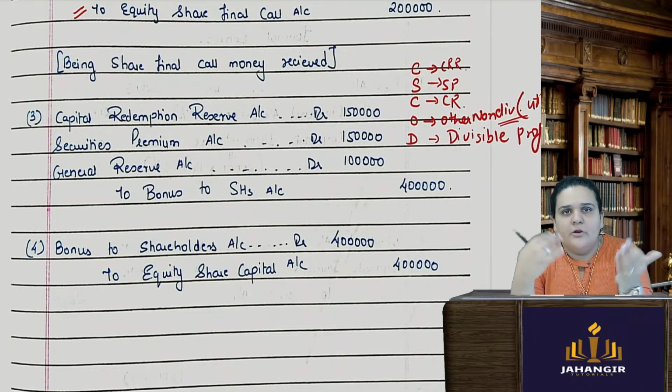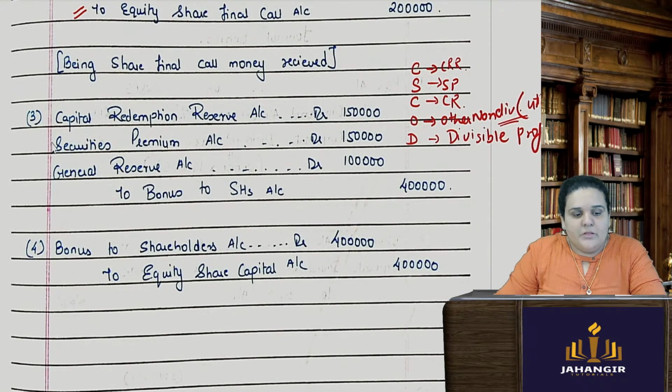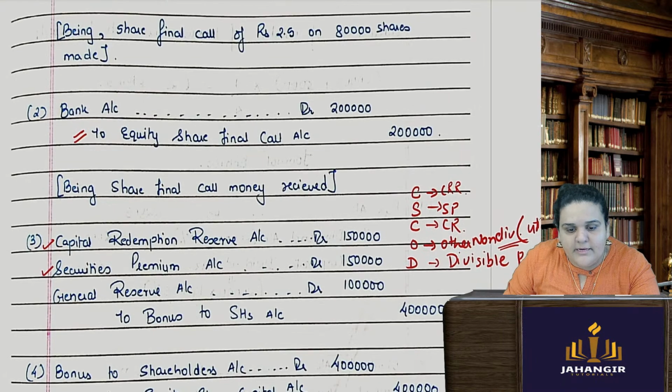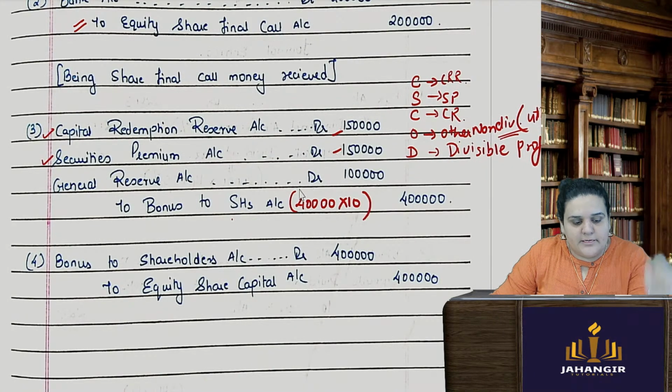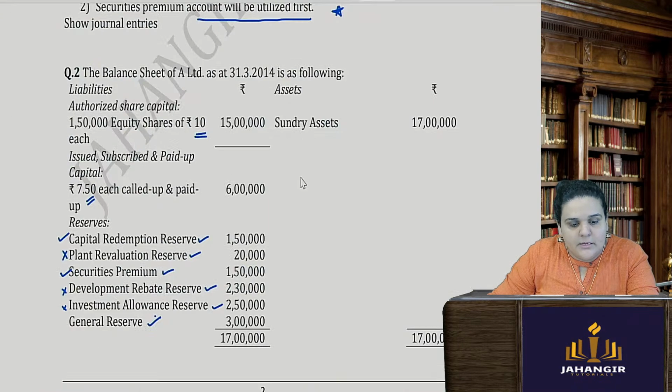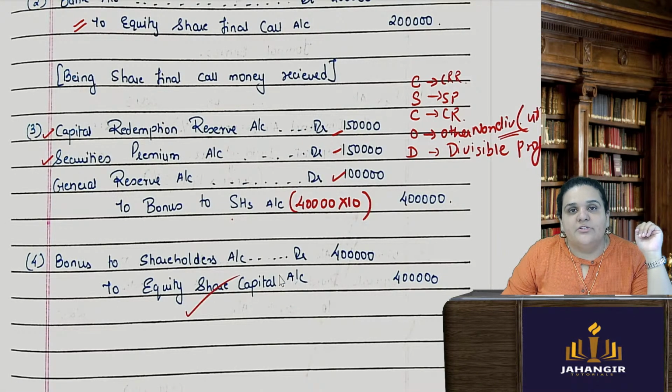You will not find any other sums like this ever being asked. So I have used CRR first, then securities premium account. Now how much do I need? I need 4 lakhs, no? 40,000 shares as bonus, rupees 10 each. So 1,50,000 is done from securities premium, CRR already used. From general reserve I'll take only the balance 1 lakh. Bonus to equity shareholders to equity share capital account.